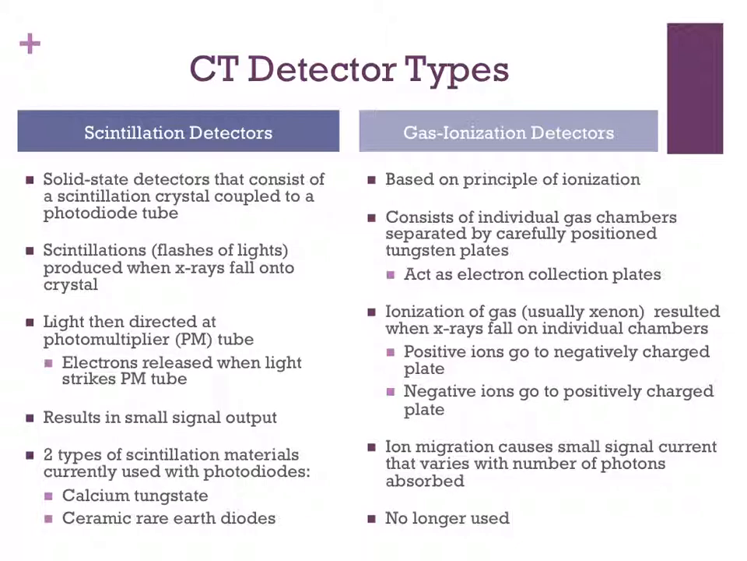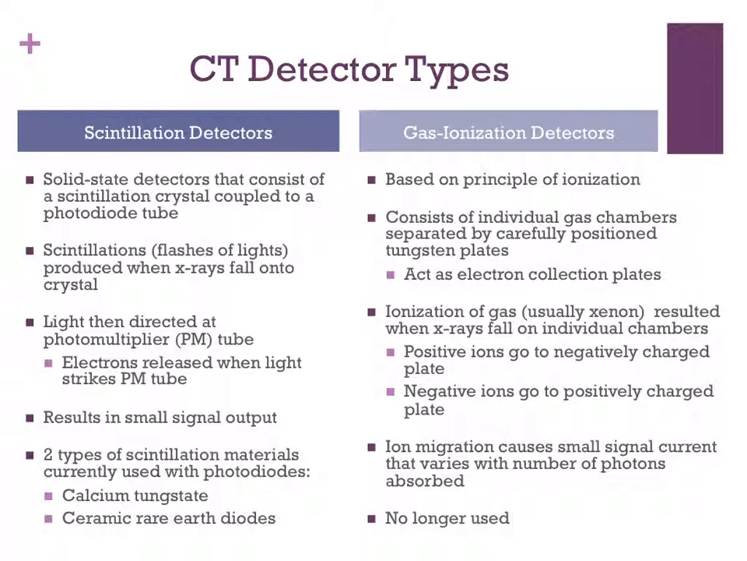So when the X-ray falls into the crystal, flashes of light, which are called scintillations, are produced. The light is then directed to the photomultiplier tube. When the light strikes the photomultiplier tube, electrons are released and they cascade through a series of diodes that are carefully placed to result in a small signal output.